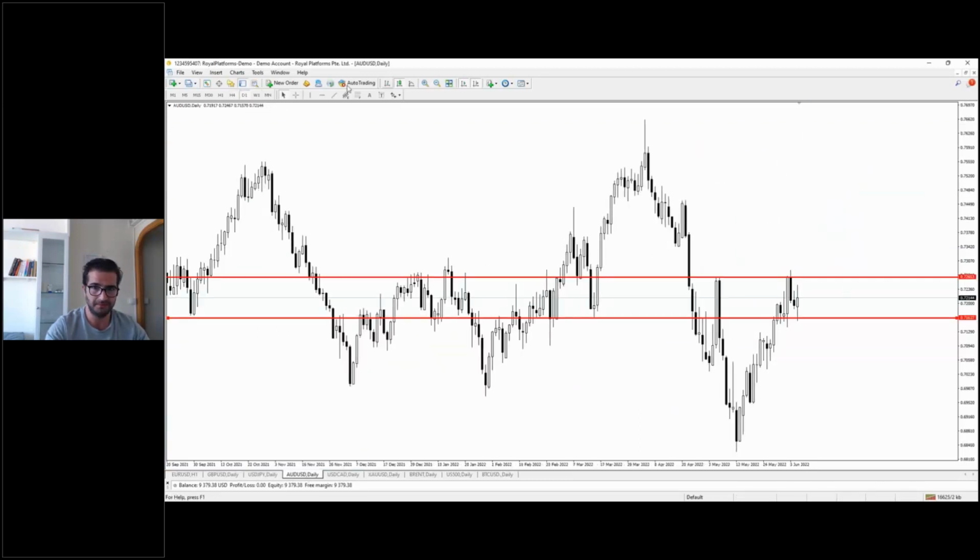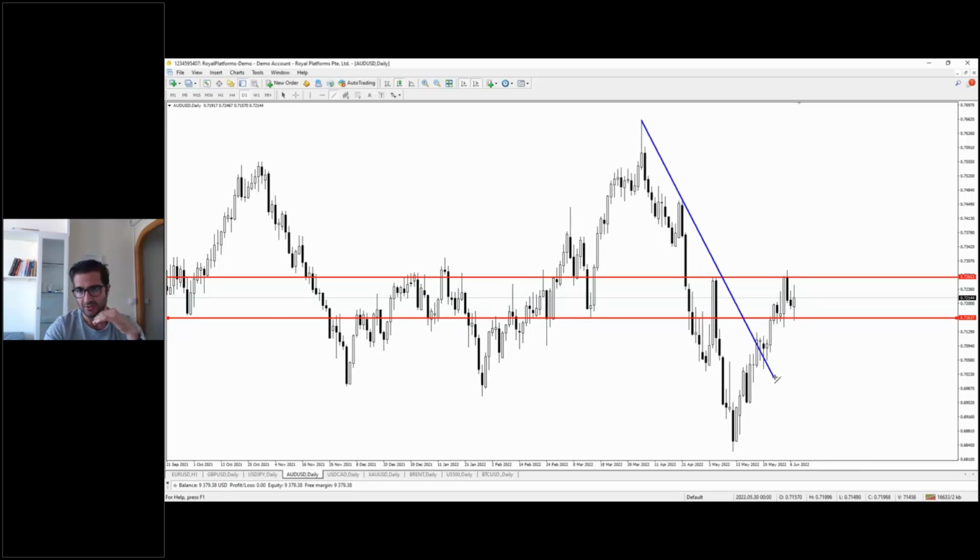Australian US dollar, on the daily time frame. So as always, we need to see what's happening on the daily time frame to see if we are in an upward or downward movement. So we're looking at this market here. We have a reversal. The market managed to reverse with a bullish engulfing pattern around this area and then move to the upside.